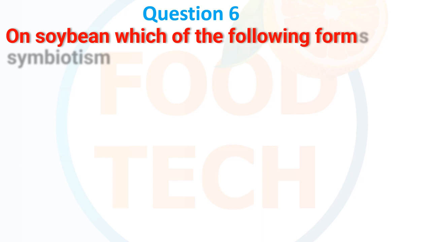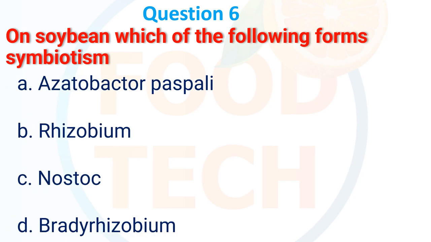On soybean, which of the following forms symbiosis? A. Azotobacter, B. Rhizobium, C. Nostoc, D. Bradyrhizobium. The answer is D. Bradyrhizobium.